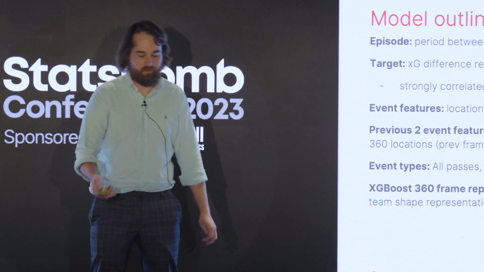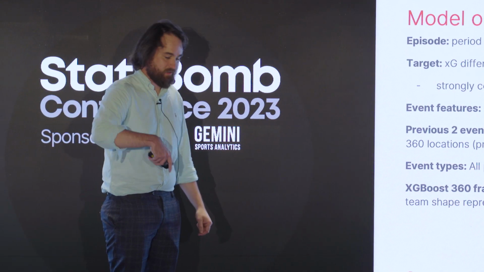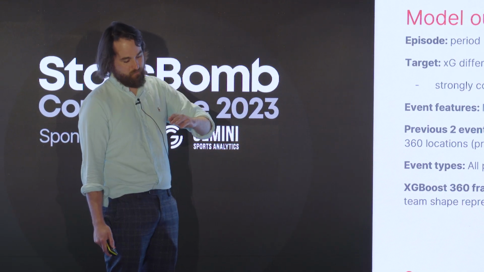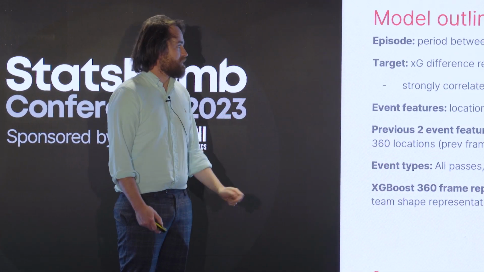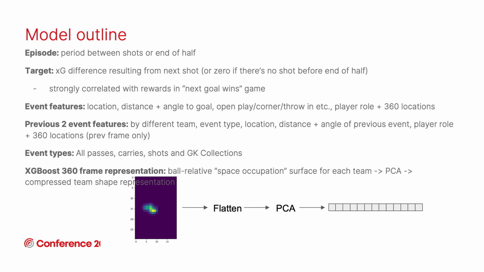So if you're in possession of the ball and the other team has the next shot, you end up with a negative reward for that particular episode, which is the period between shots, or the end of a half if a shot doesn't occur before that happens.